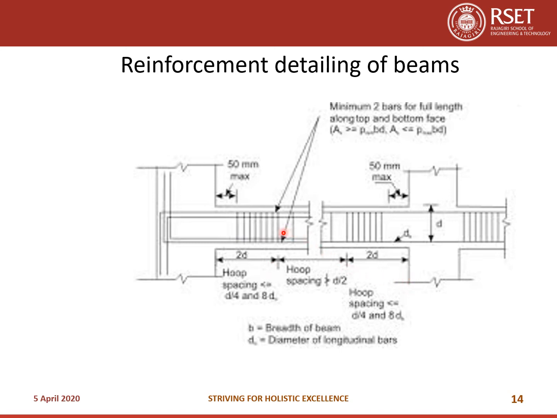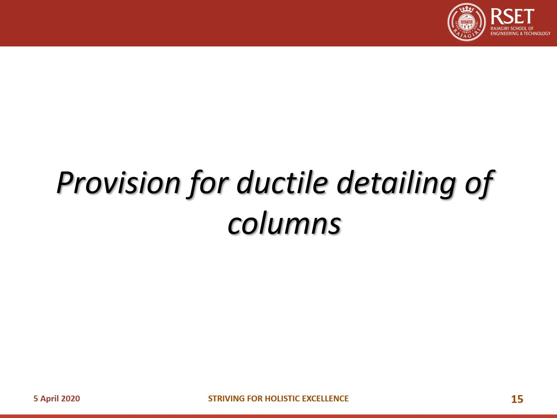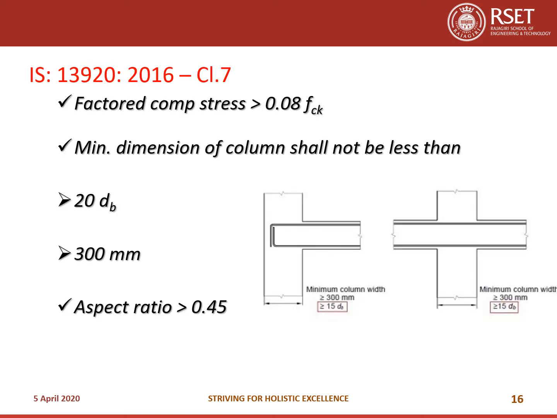Then the remaining portion, in this remaining portion, the spacing of the links should not exceed D by 2, where D is the effective depth of the column. This is the reinforcement detailing of beams as per IS 13920-2016. Next is the ductile detailing for columns.